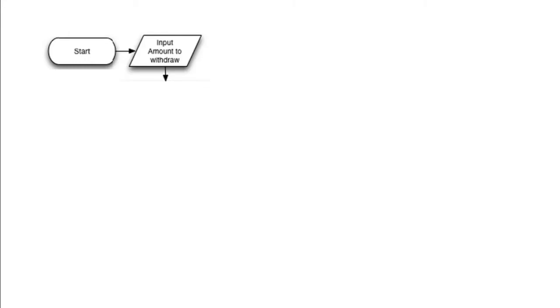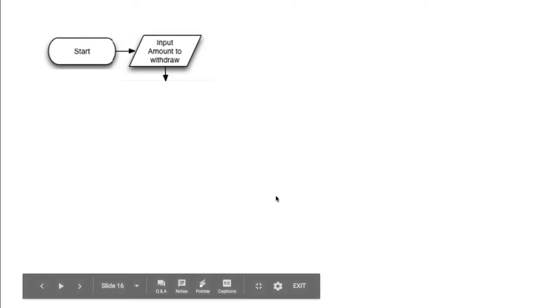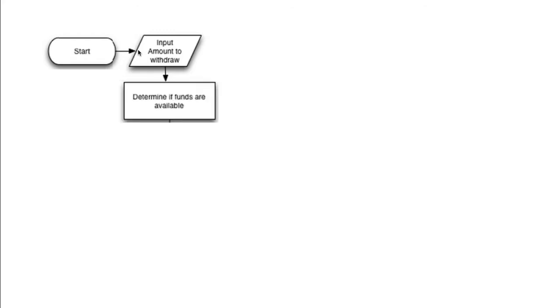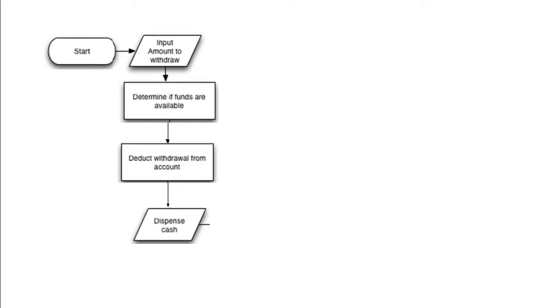So we have our start terminal, and then we have a parallelogram. Remember, that's an input-output shape. So you would have to type into the ATM the amount of money that you'd want to withdraw, and then the ATM goes through the process of determining if the funds are available for you to withdraw. Then there's another process during which the ATM deducts that amount from your account. And then the output would be the ATM spitting out the cash. And then we have the stop terminal.